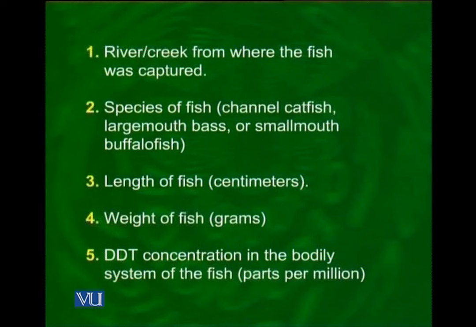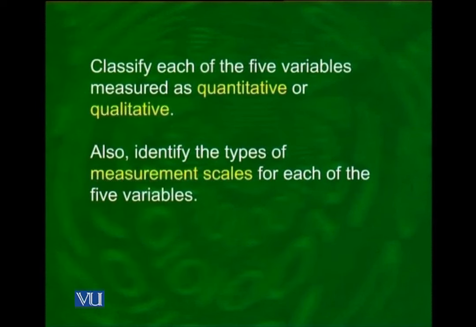Number one, the river or the creek from where the fish was captured. Number two, the species of the fish, that is channel catfish, largemouth bass, or smallmouth buffalo fish. Number three, the length of the fish measured in centimeters. Number four, the weight of the fish measured in grams. And number five, the DDT concentration in the bodily system of the fish. We would like to classify each of the five variables measured as quantitative or qualitative. Also, we would like to identify the types of measurement scales for each of the five variables.